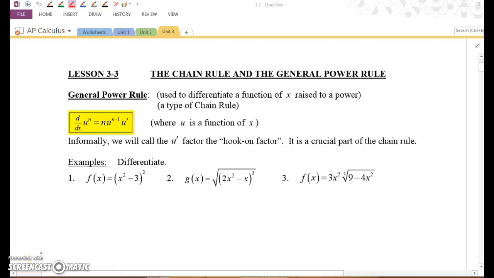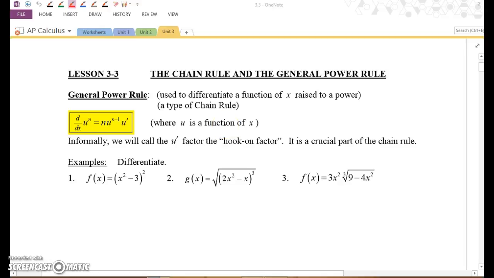Hi guys. Today I'm going to show you the 3-3 lesson, which is the chain rule and the general power rule. It starts off with the general power rule. It is used to differentiate a function of x that has a quantity that is raised to a power. If you take a look at example 1, you have a quantity that's raised to a power. So that's a scenario where you'd want to use the chain rule.